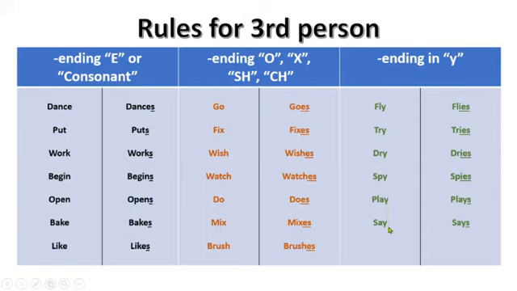But what happens with play and say? This is different. Why? With the verbs fly, try, dry, and spy, we have a consonant before y, for example, L, R, or P. That's why we use this form. But if your verb ends with y and before the y we have a vowel, in this case play or say, we have to add just s. Play, plays, or say, says.